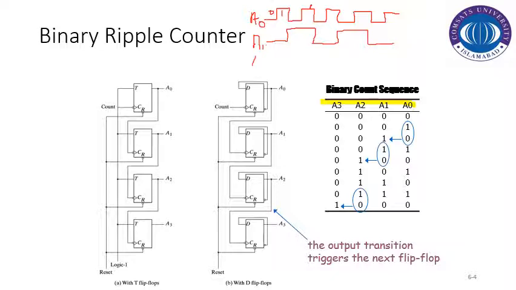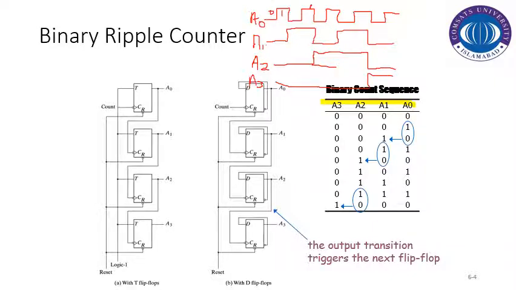And if we represent A2 here, it is inverting itself after four, and for A3 it is inverting itself after eight combinations.